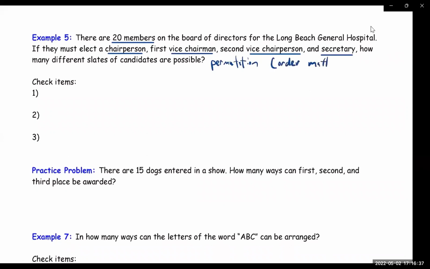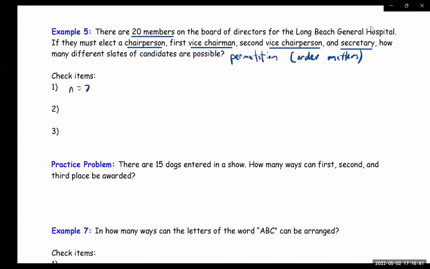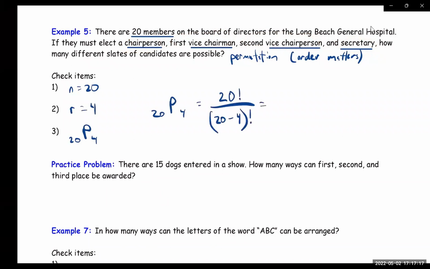So we know N is 20. How many people are we selecting? 3. 1, 2, 3, 4 actually, right? Oh, wait a minute. Oh, chairperson, I forgot that. Yeah, there's 4 people. So that's R equals 4. And we said this is a permutation, so 20P4. Once again, don't forget you can do this on your calculator. Otherwise, the formula is N factorial over N minus R factorial. So that's going to be 20 factorial divided by 16 factorial. And remember the shortcut? How far should I go on the top? Up to what number should I expand?